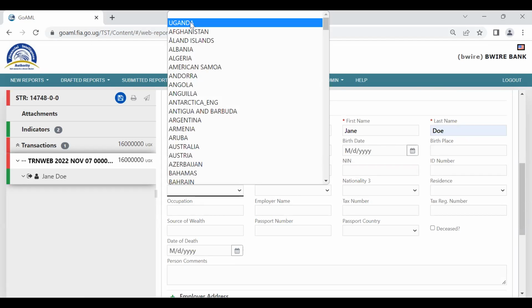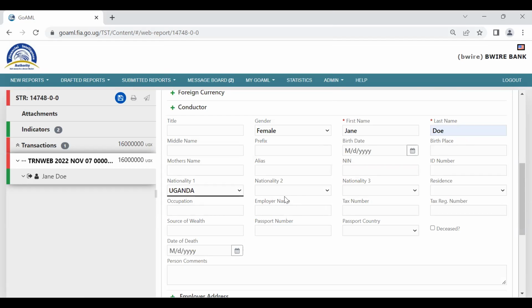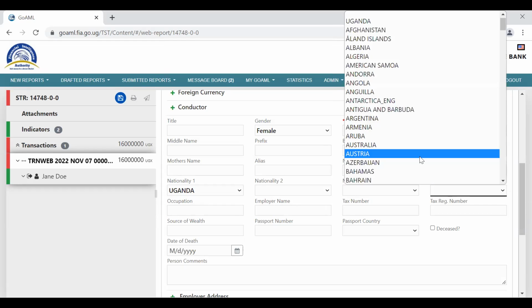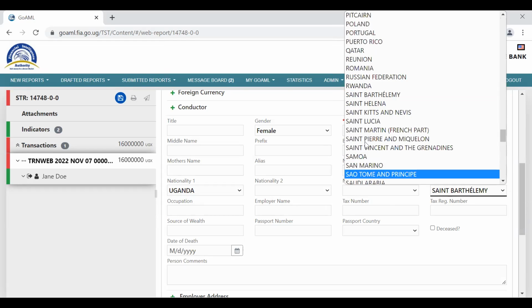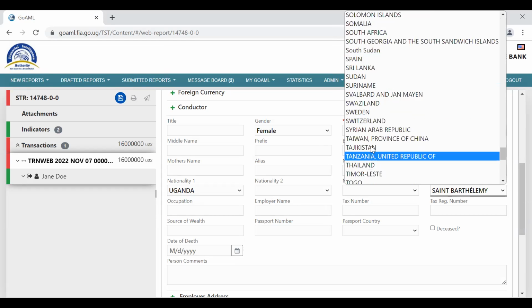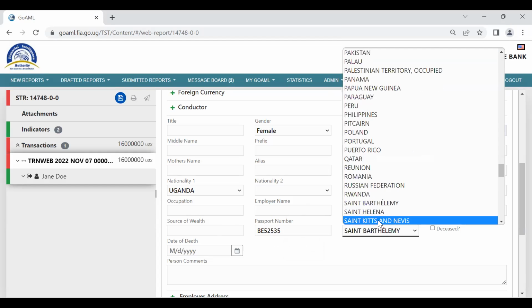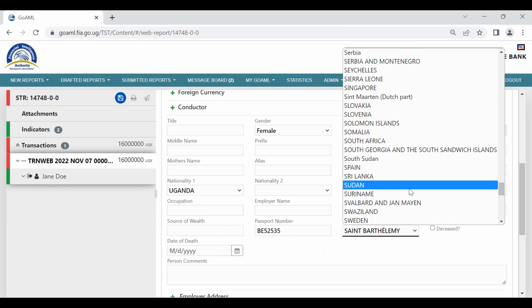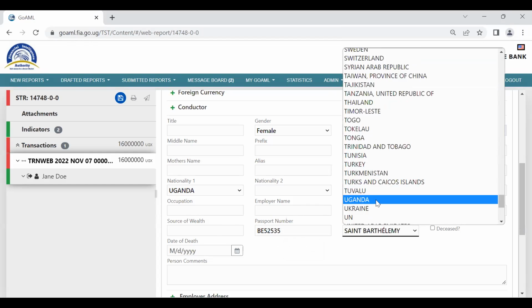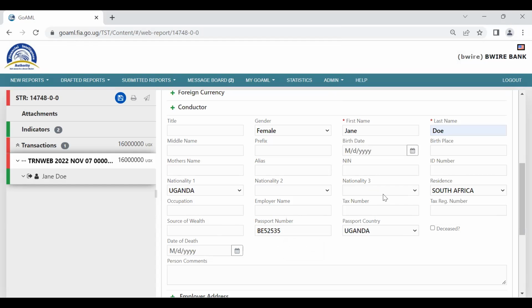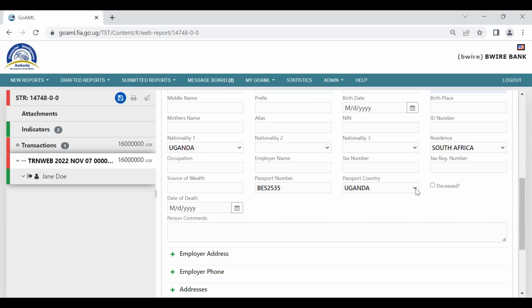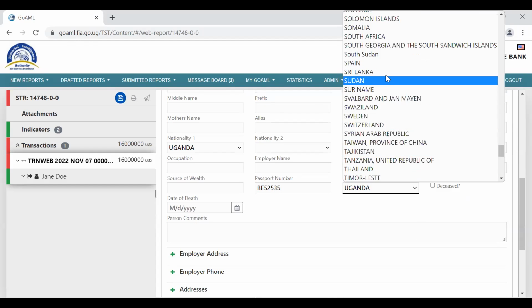She may be Ugandan, living that side, and residence is South Africa. Okay, and maybe we have the passport number. That's South Africa still. Okay, let's say it's a Ugandan passport, but best that. So, okay, let's just default it to South Africa.